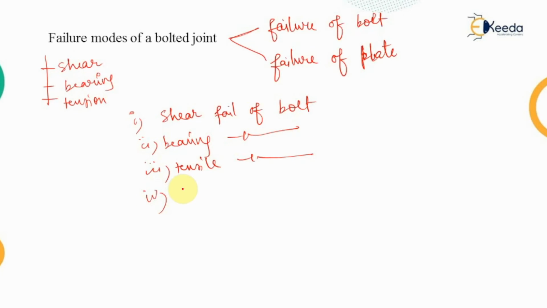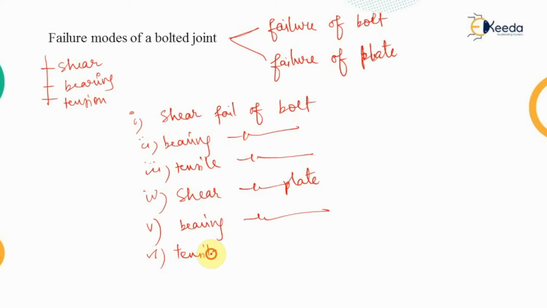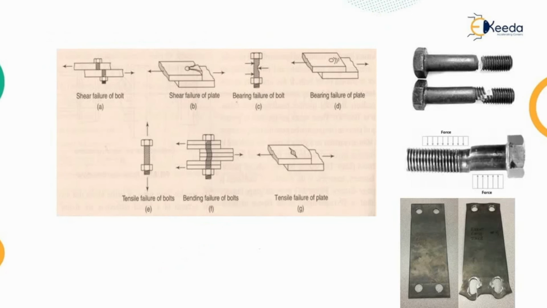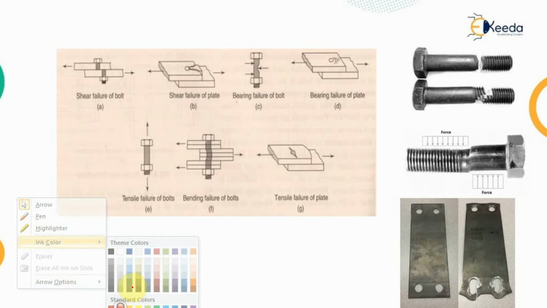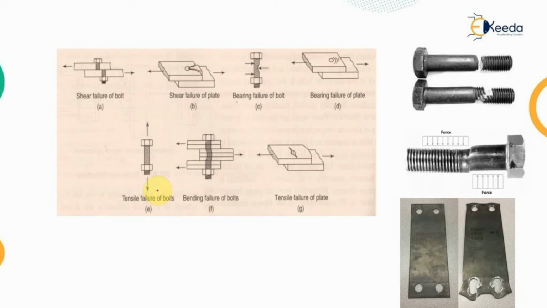Now the fourth category may be the shear failure of the plate. The next category will be the bearing failure of the plate, and the last category of failure may be the tensile or the bending failure of the plate. So these are the 6 types of failure which may occur whenever we are providing a bolted joint. We will try to look at them one by one with the help of some pictures.